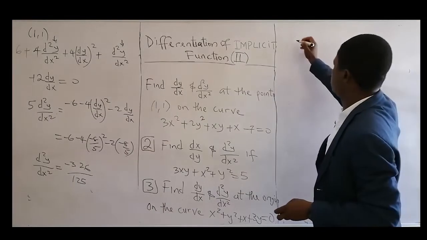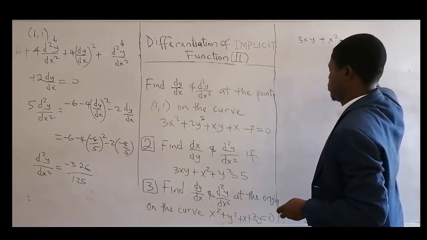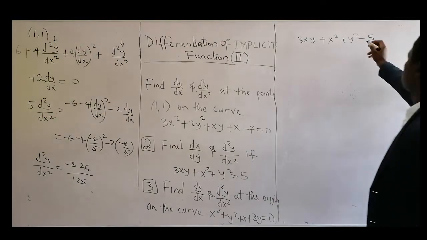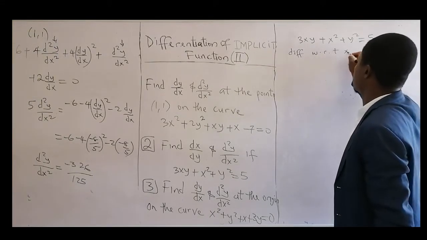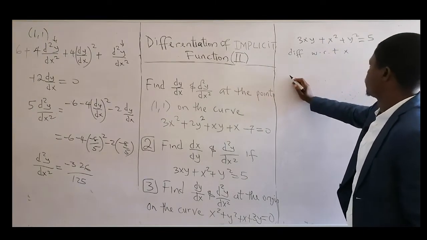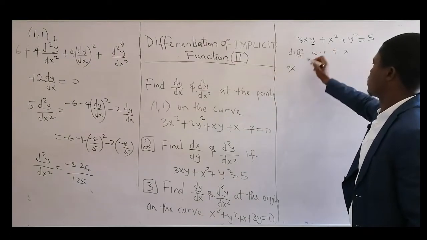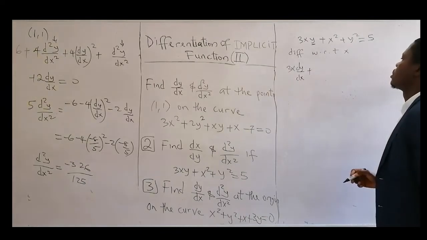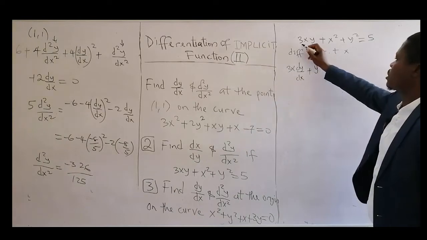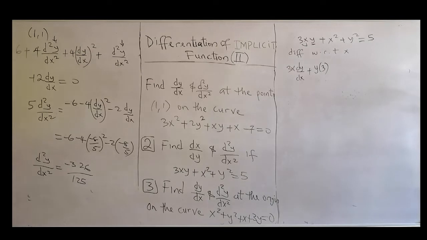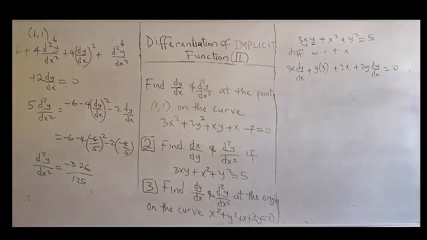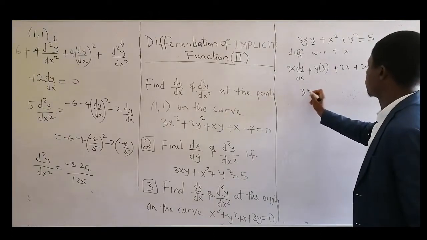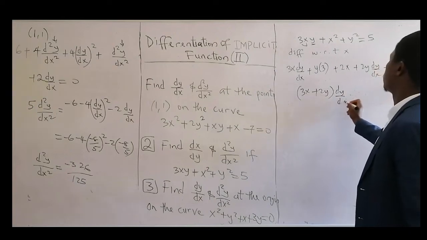Okay, question 2, we have 3xy plus x squared plus y squared equal to 5. Okay, so let's differentiate this with respect to x. Take 3x constant, differentiate y, that will be dy dx, then plus take y constant and differentiate 3x, just have it times 3. Okay, then plus 2x, then plus 2y dy dx equal to 0. So the next thing to do is to factorize your dy dx, which will be 3x plus 2y dy dx, and move this one to the other side.